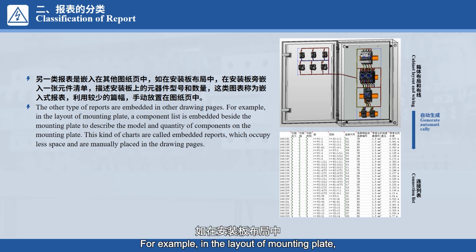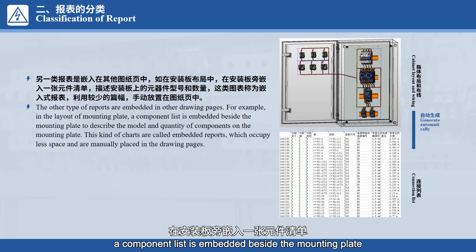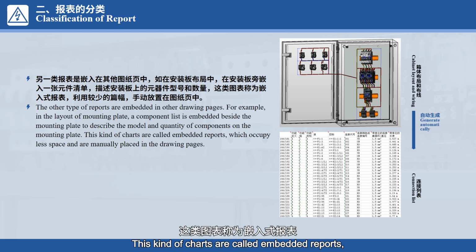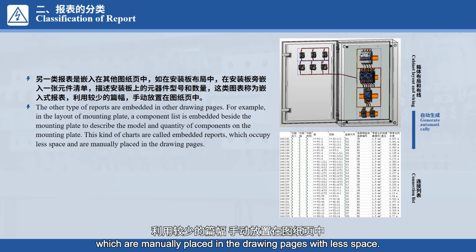For example, in the layout of mounting plate, a component list is embedded beside the mounting plate to describe the model and quantity of components on the mounting plate. This kind of charts are called embedded reports, which are manually placed in the drawing pages with less space.